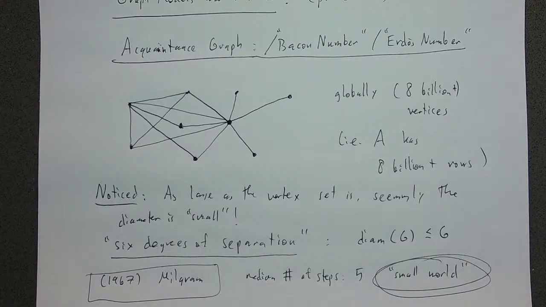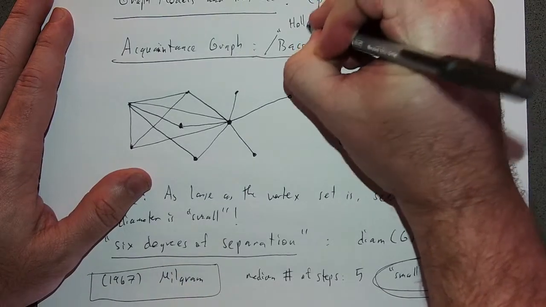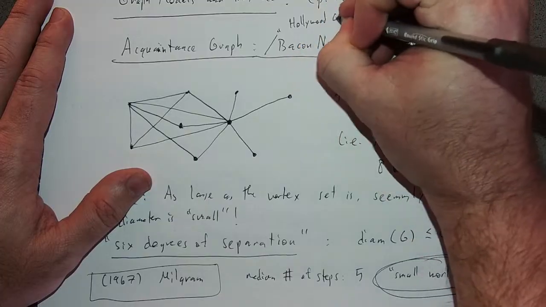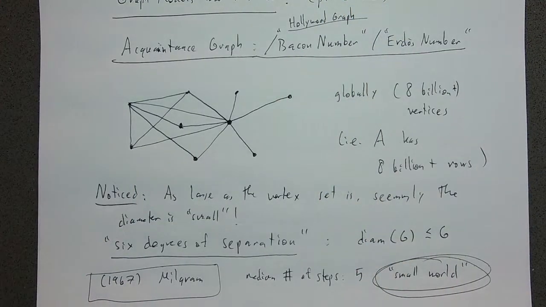The notion of a Bacon number, or an Erdos number, is referring to, instead of the acquaintance graph, this would be referring to the Hollywood graph, where all of the actors that have worked in Hollywood are vertices, and the edge relation between different vertices would be if they have starred in a movie together or been in a movie together, right? Maybe one was an extra in a movie, right?